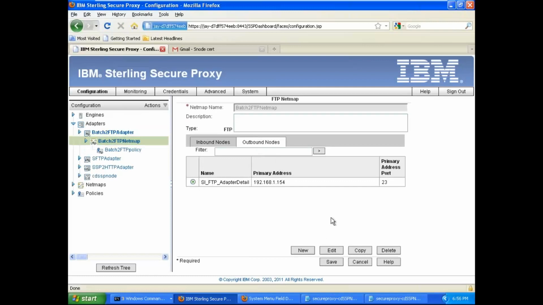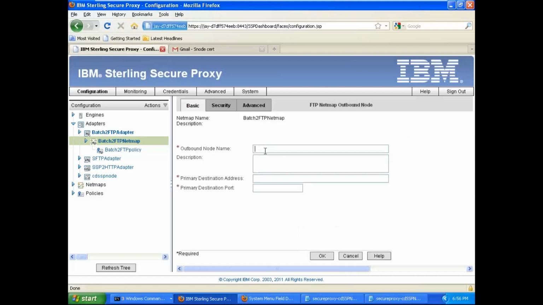Okay, now there are two ways to configure the outbound nodes. The first one is, it's almost the same actually. So here you can say SI2, alternate SI2. Just for our understanding, I'm writing it like this: 192.168.1.170, and my FTP server adapter was running on 55.